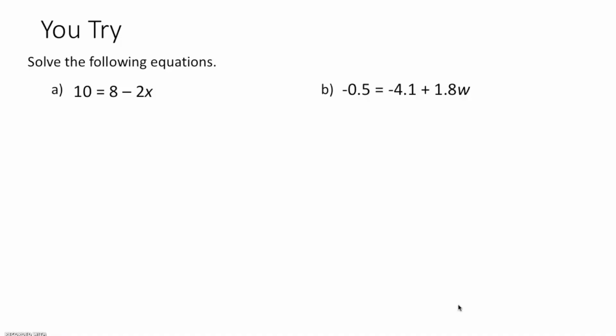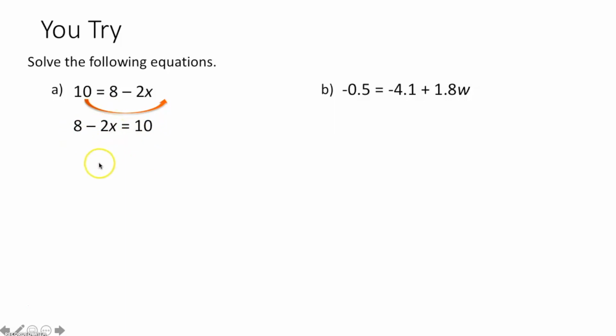You try. Okay, part A. Simplify, move, solve. Can we simplify? No. Can we simplify? No. This has an x, this doesn't. Next, variables have to go to the left. Since our variable's on the right at the beginning of the problem, I can just flip this equation. So it looks like this. 8 minus 2x is equal to 10.